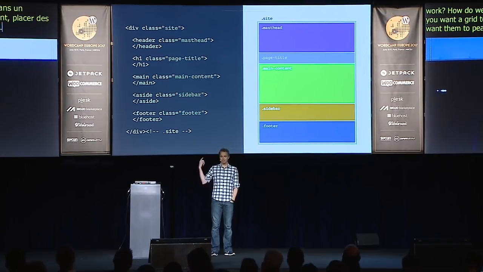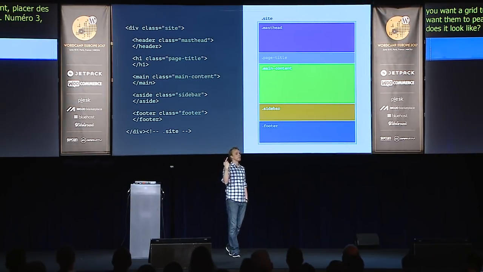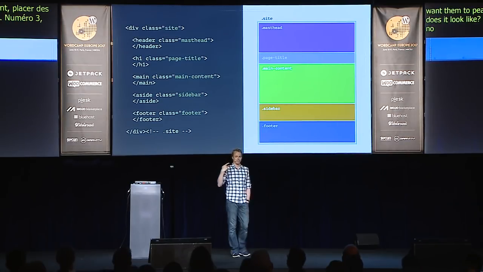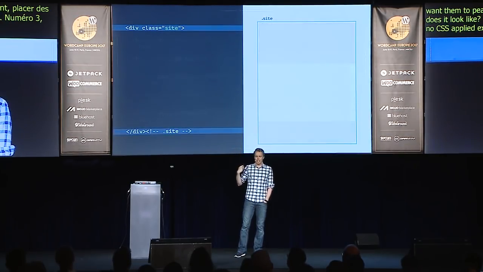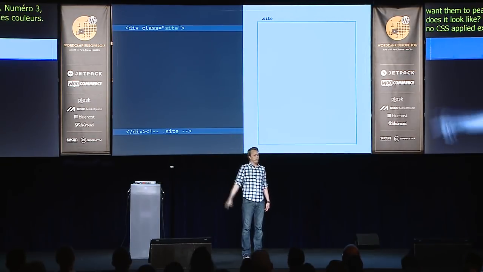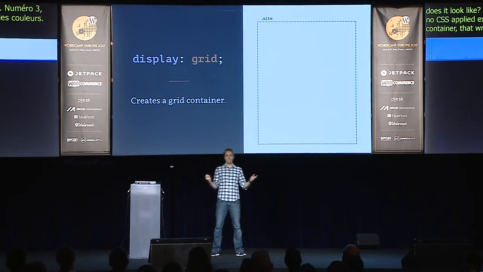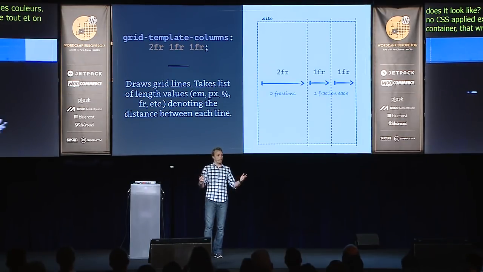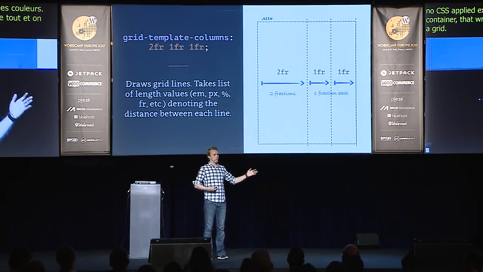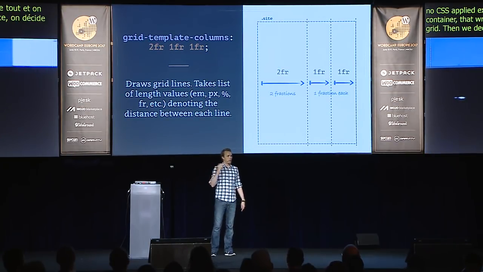What does it look like? Well, here's my example. This is the semantic markup with no CSS applied, except for color. Then we start by grabbing just the site container. That's the container that wraps everything. And we declare display grid. So now we have a grid. Then we decide how many columns and how many rows we want.